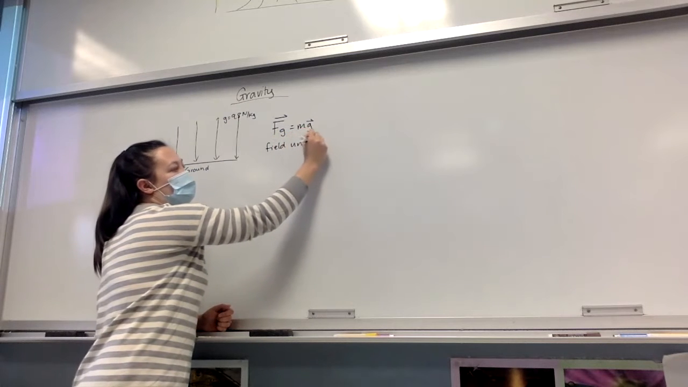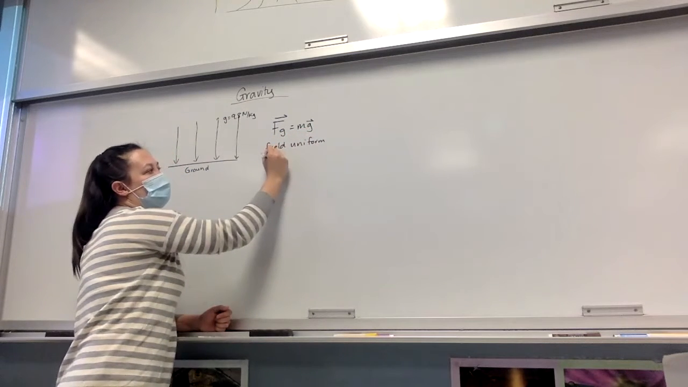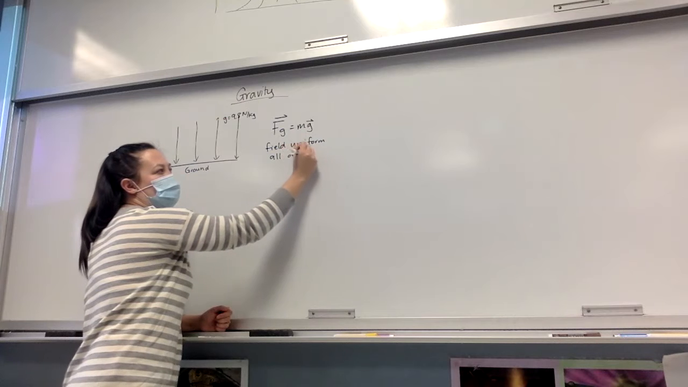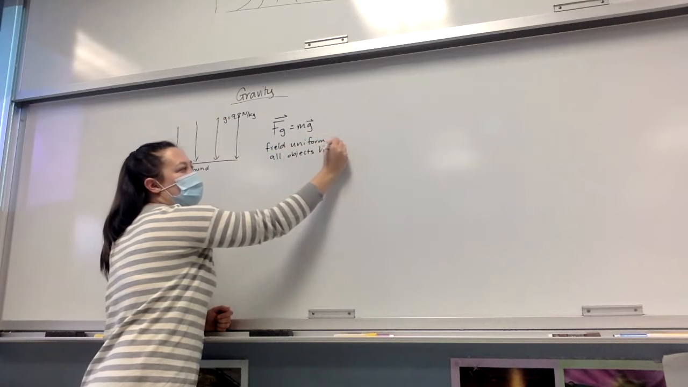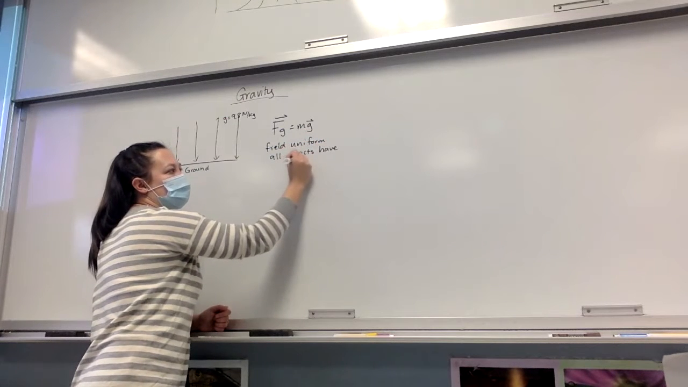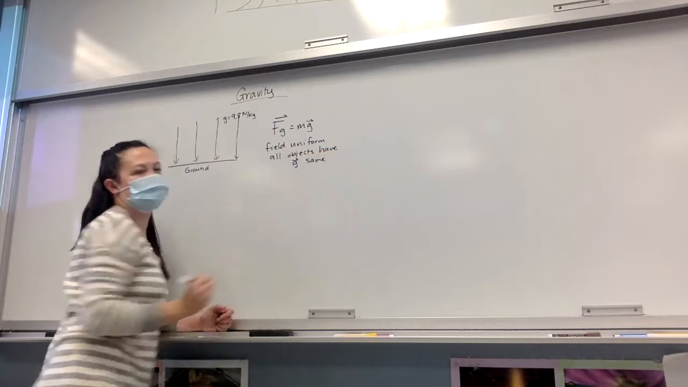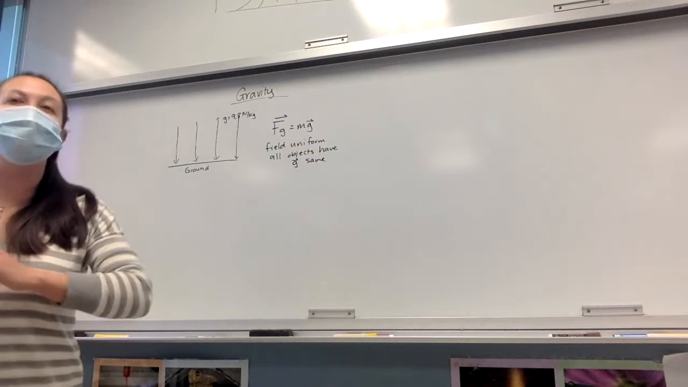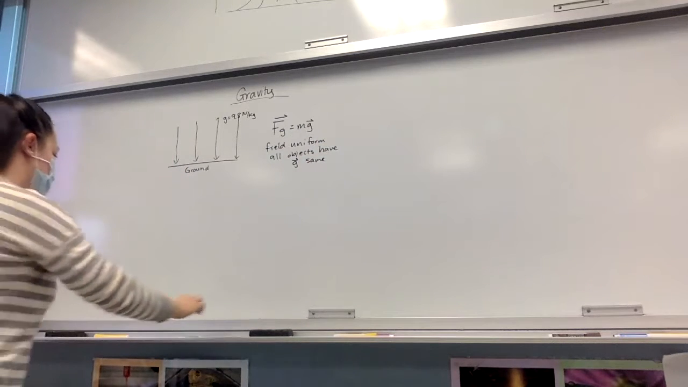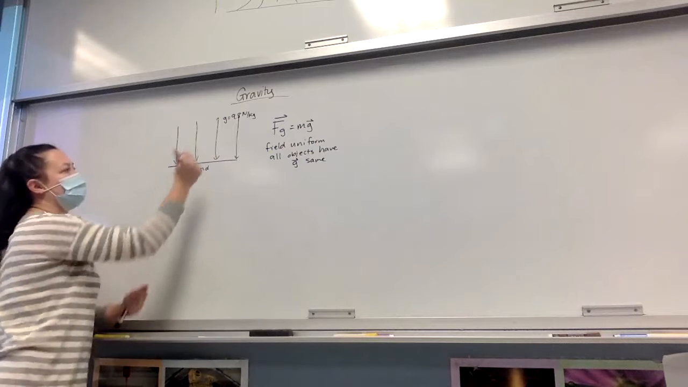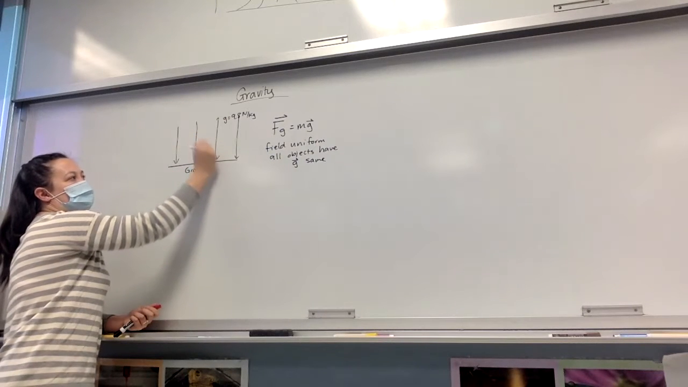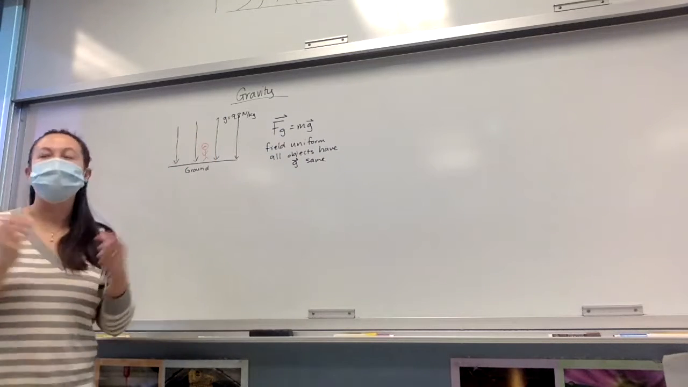And furthermore, field being uniform means all objects in that field have the same field value. I want to use this for things near the surface of the Earth. So this could be a person standing on the surface of the Earth. A mass in that field gets a force.